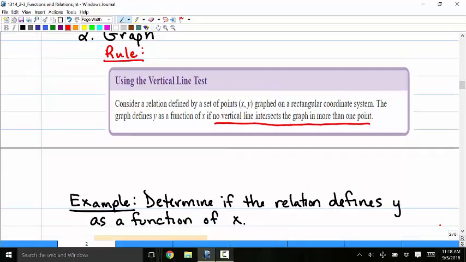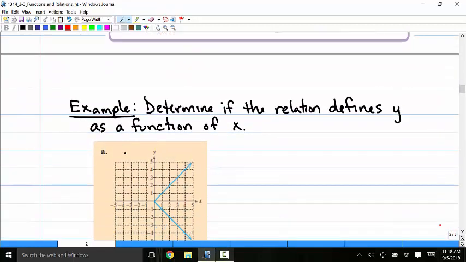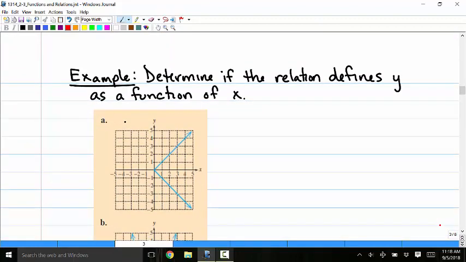An example, determine if the relation defines y as a function of x. Looking at this graph, it's like a V that's opening to the right, correct? That's a relation. It's a set of ordered pairs. Is it a function? If I were to draw a vertical line, say right here, how many times does it intersect the graph? Once. So does it pass the vertical line test?